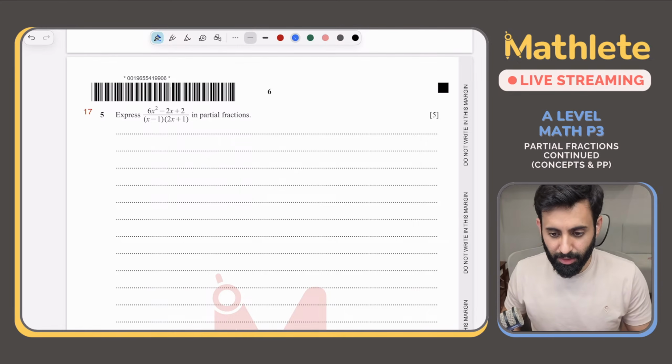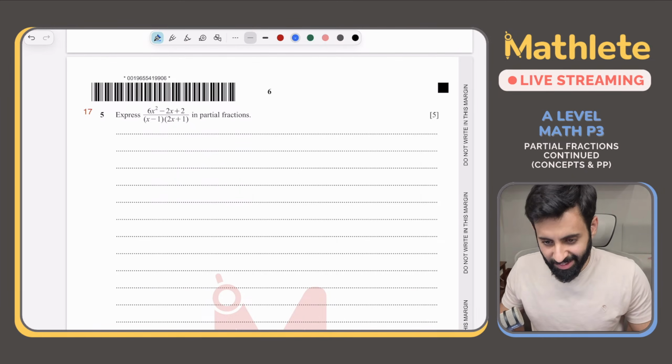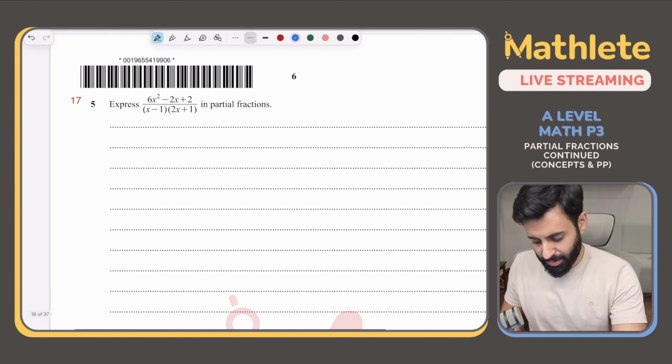Complex numbers of P3. That's not a bad habit, it's a good habit.